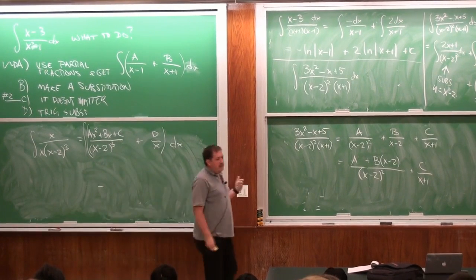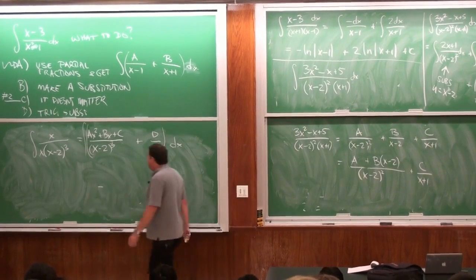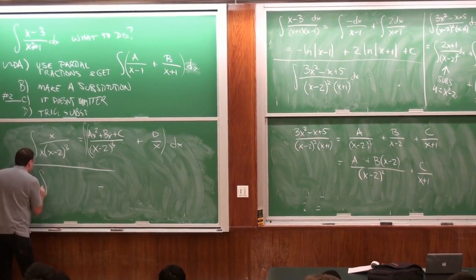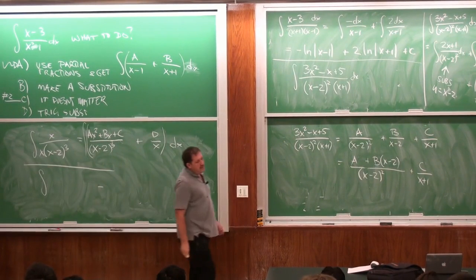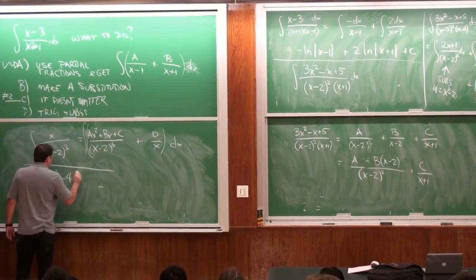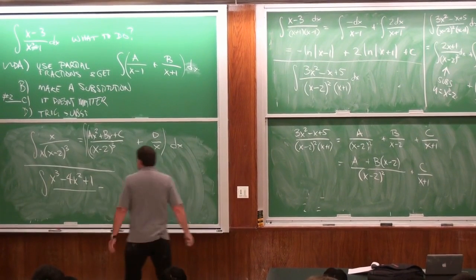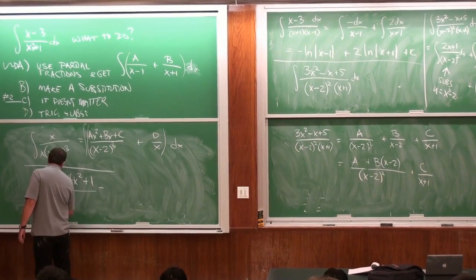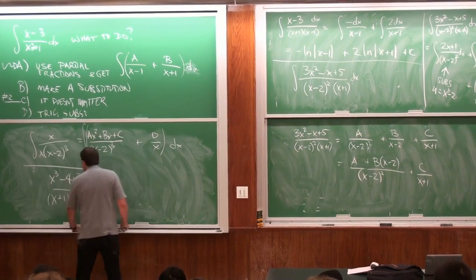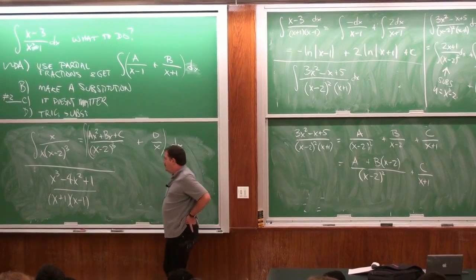Let me point out one other thing, more algebra, so really today is an algebra class. Suppose that I have something like x cubed minus 4x squared plus 1 over x squared minus 1. So let me forget about the integration part. Let's just ask an algebra question. So, suppose I want to do this. What should I do?